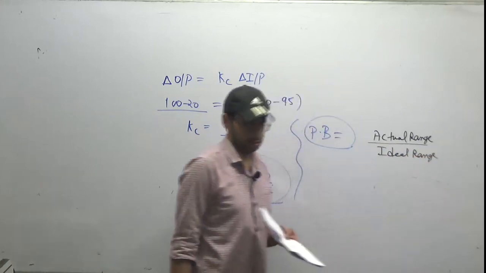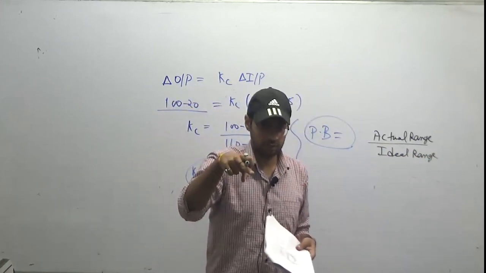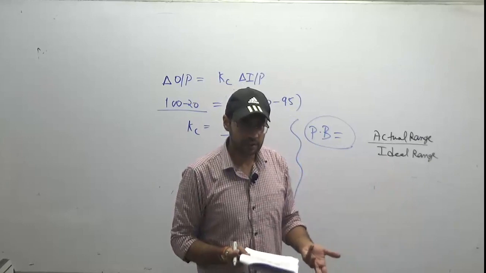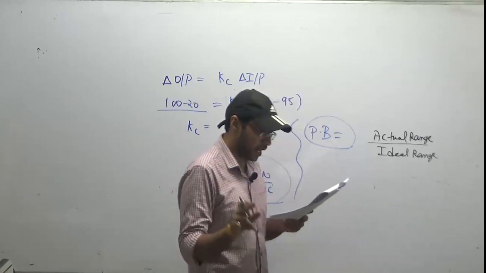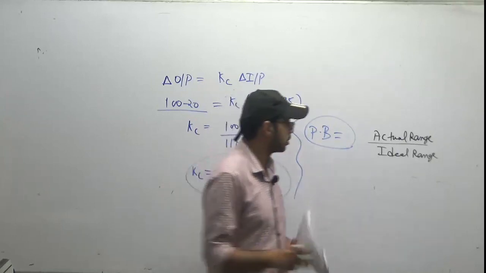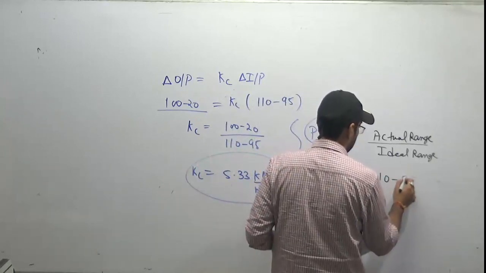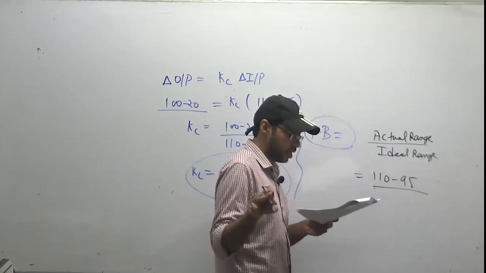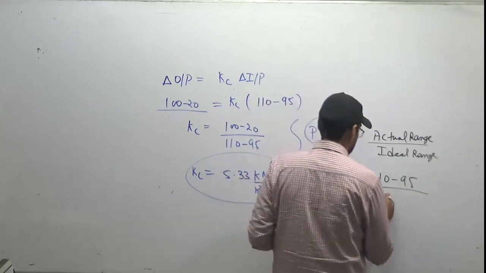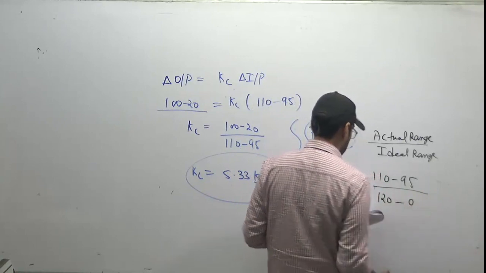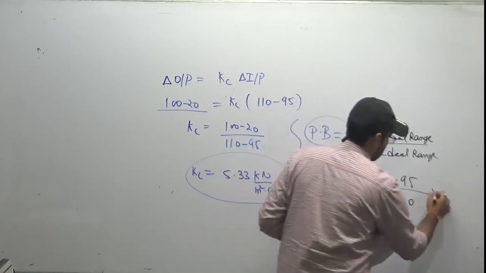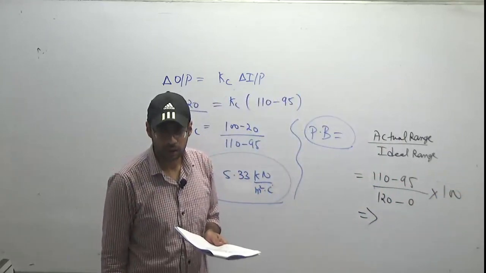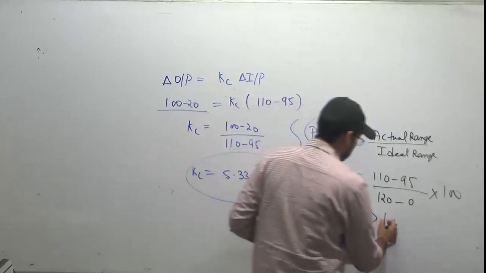Do you remember something? Why are you looking like that? We discussed this, you tell me. We have discussed this thing in the class. Yes. What is the actual range? That is from 95 to 110 degrees Celsius. So we can say 110 minus 95 divided by ideal. Scale range is your ideal range, right? Scale range is from 0 to 120 degrees Celsius. So 120 minus 0. What are you getting? Hurry up. Into 100. That's a percentage. Answer? 12.5. Okay.